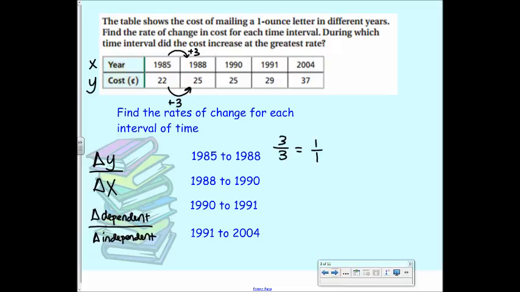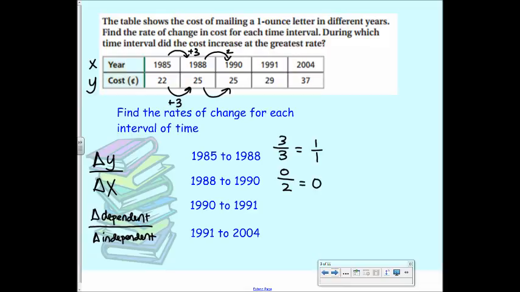All right, what about 1988 to 1990? So we're going from right here to right here. Which of these goes on top? The y goes on top. What's the change from 25 to 25? None. 0. All right. How many years was there? 2. So then that would be 2. What's 0 divided by anything? 0. All right. So the rate of change there is 0.